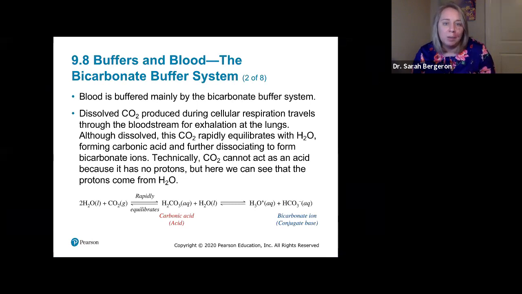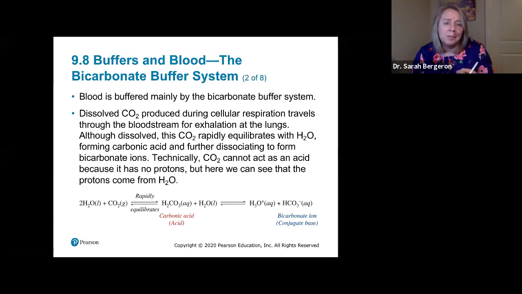And so we have dissolved carbon dioxide, right? When you undergo cellular respiration, your cells make carbon dioxide as a waste product, it travels through the bloodstream, and we exhale it. But even though we have that carbon dioxide dissolved in our blood, it actually equilibrates with water, and it has an acid-base reaction with water, and it forms carbonic acid. And then that further dissociates to form what are called bicarbonate ions. So technically, our carbon dioxide can't act as an acid because it doesn't have any protons. But our protons are really coming from our water, right?